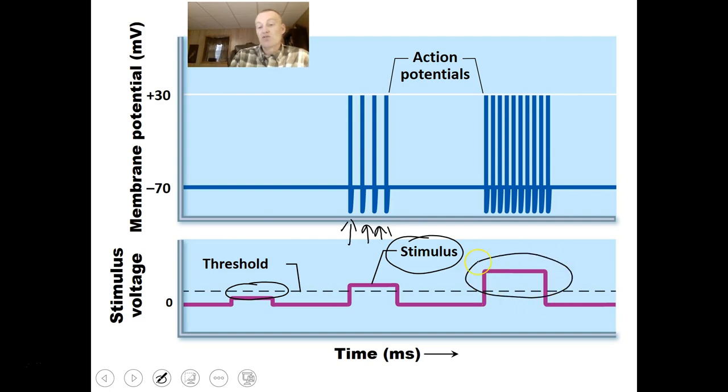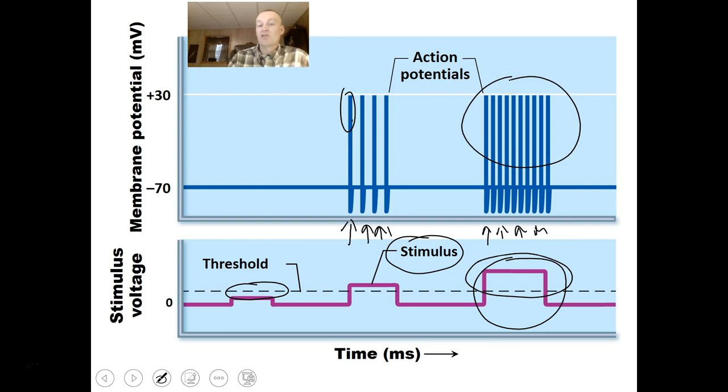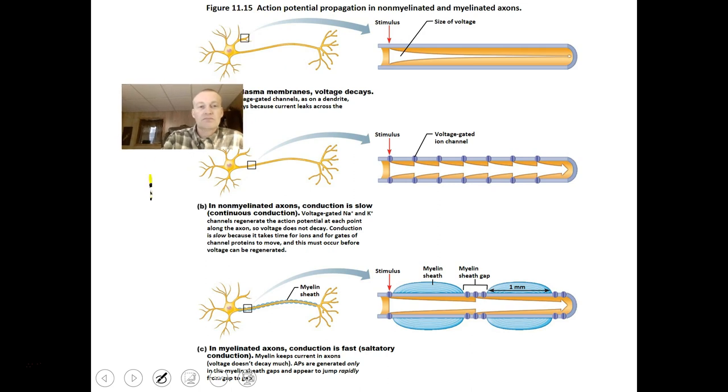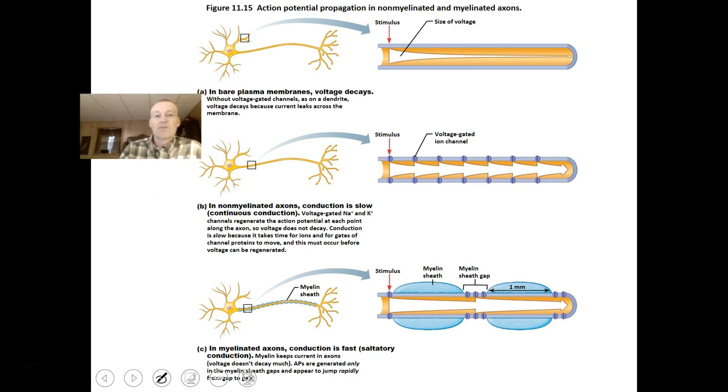Okay, so as long as you have a stimulus that's strong enough to allow some positive charge to flow in, you're going to have action potentials that are going to be sent. So you can have weak stimuli that only send one action potential. You can have really strong stimuli that can send lots and lots of action potentials. So in this particular graphic here, it's showing you that you have to have a stimulus for an action potential to be sent.